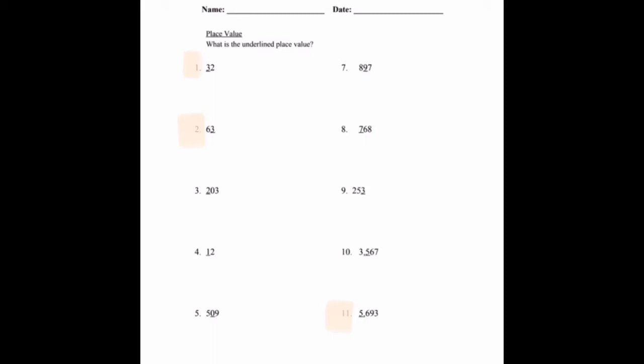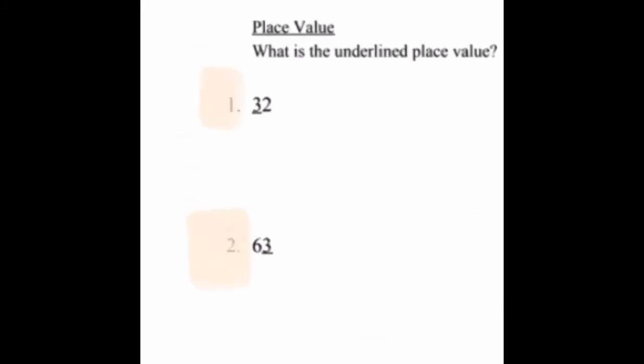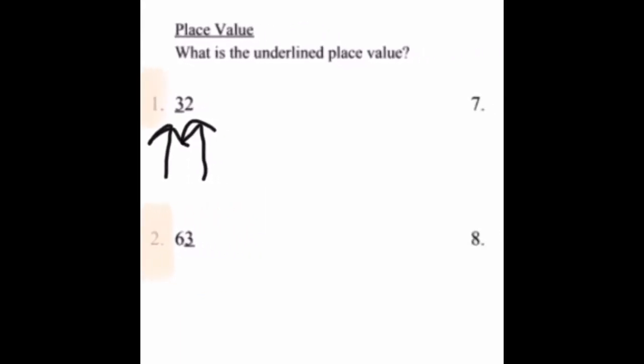And this is a third grade worksheet for Y-log, and the first topic I'm going to be going over is place value. I'm going to be doing numbers 1, 2, and 11. So if we look at number 1, we're trying to figure out what the place value of 3 is in 32. The number to the most right, which is 2 in this problem, is called the ones place. After the ones place, which is the 3 in this problem, is called the tens place. So for number 1, the 3 is in the tens place.